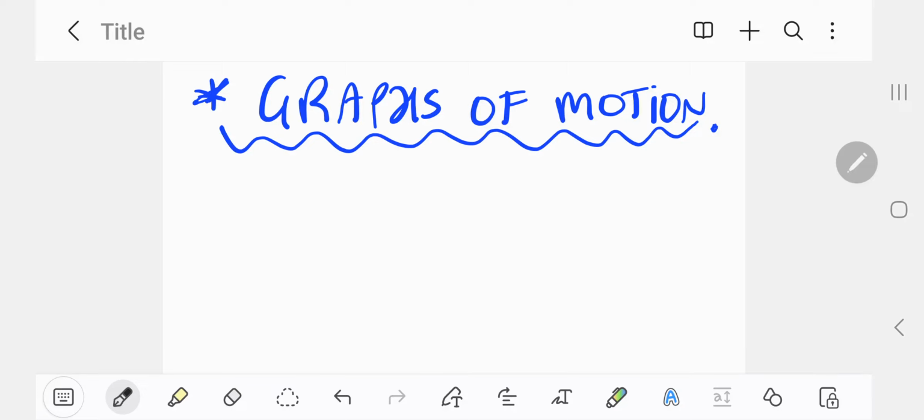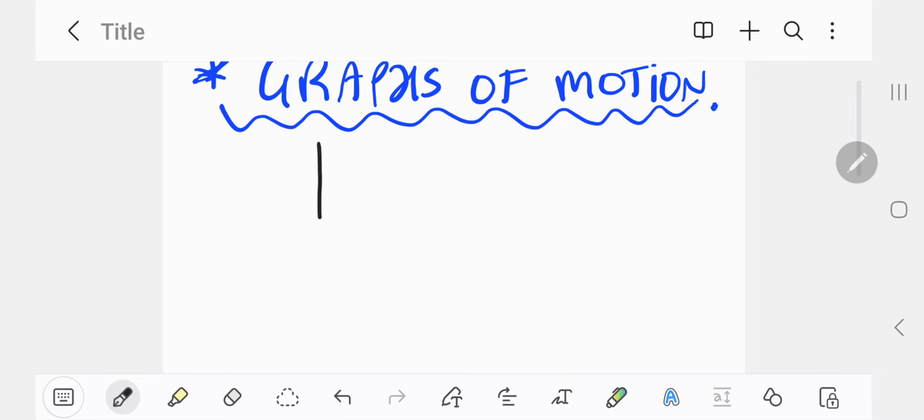This is part 2 of the summary of the topic of motion for Year 10 Science. And this video will look at graphs of motion. So I'm going to begin with this graph.